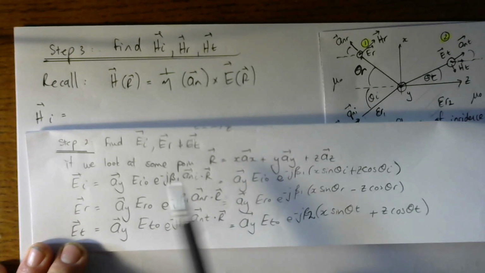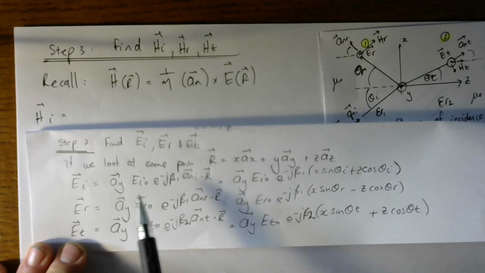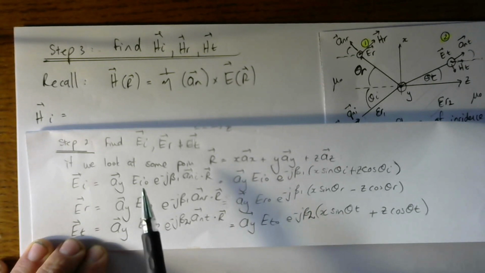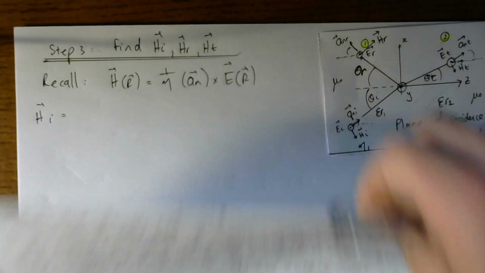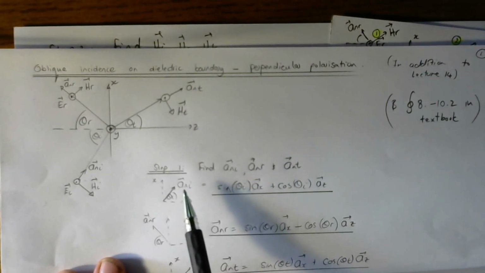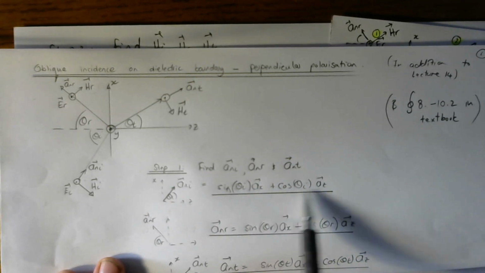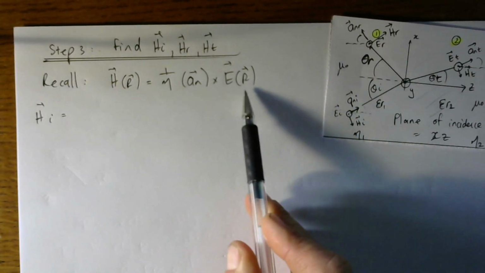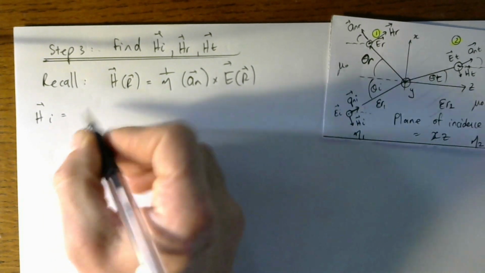So let's just look at this one. I have E_i is equal to a_y, some value over here. Okay, and the other thing that I know is I also know what this direction vector is, that I also calculated. So I'm going to flip over here. I calculated a_ni as sine theta i a_x plus cos theta i a_z. Okay, so I have both a_ni and E_i, and then I can just use this expression to find my magnetic field from my electric field.